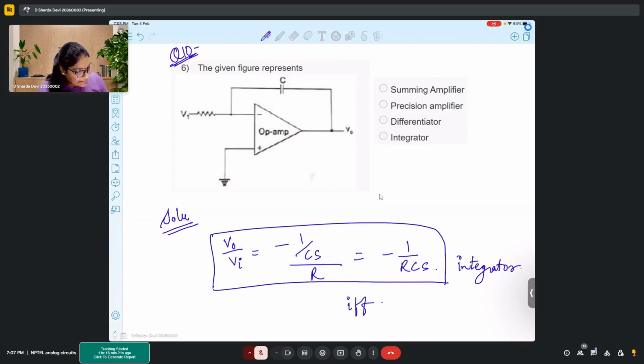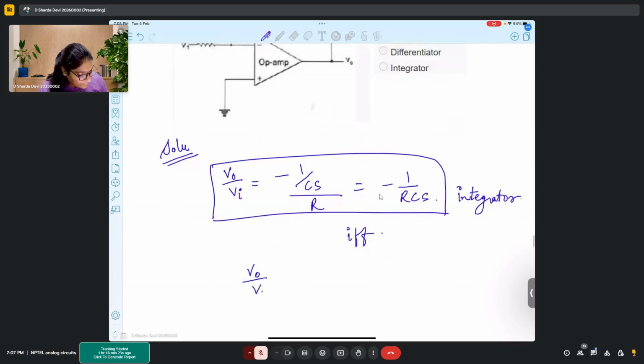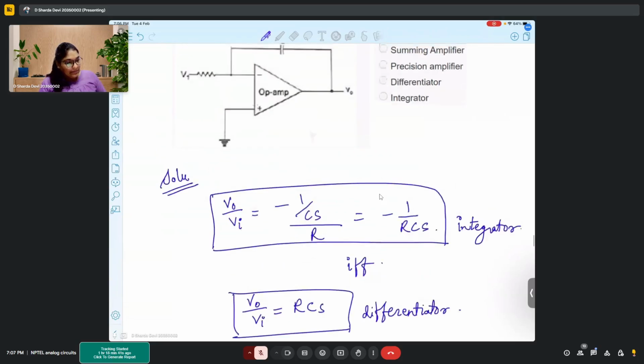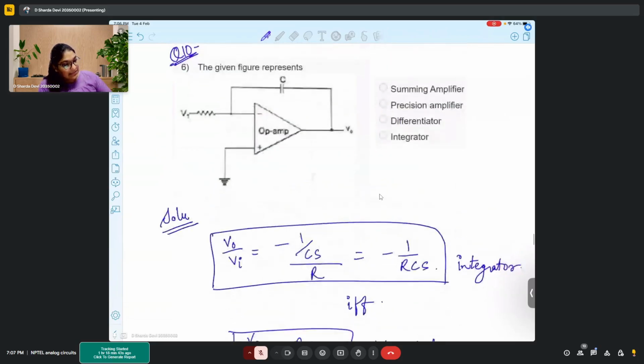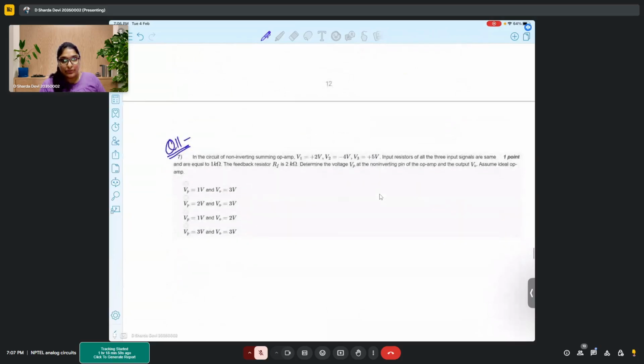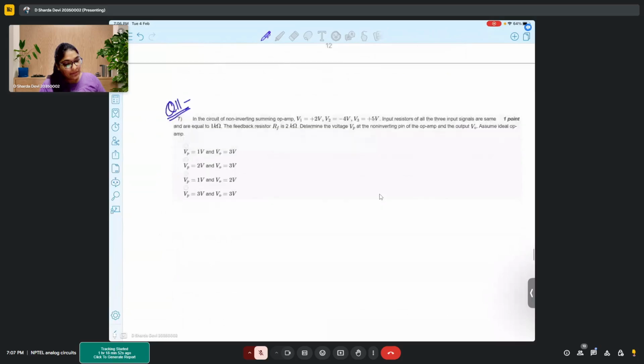If you had this kind of configuration where you had S in the numerator, it would have been a differentiator. Okay, so that is the idea. This particular circuit is an integrator. Now moving on to the next problem.